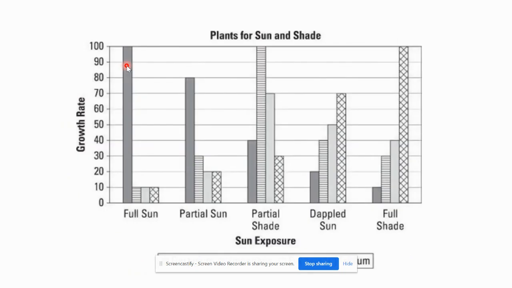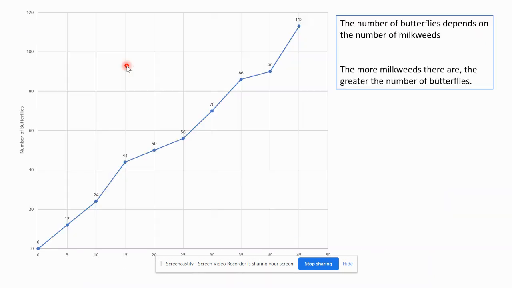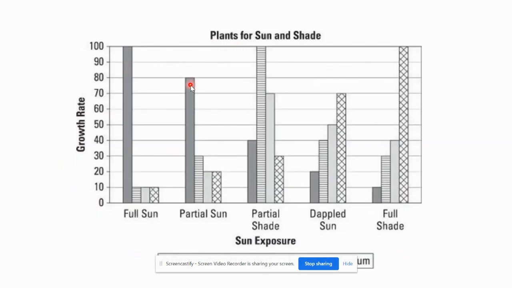All right, so here's the last one we'll look at together, guys. Again, this one's a little bit more complex, but it still has those questions. What is the independent variable? What is the dependent variable? What conclusion does the data support? So we know that on one side we see growth rate. Here we see sun exposure. So I'm going to go ahead and say that the sun exposure does not depend on the growth rate of plants. Rather, the growth rate of plants depends on sun exposure.